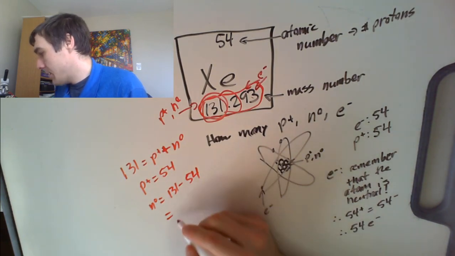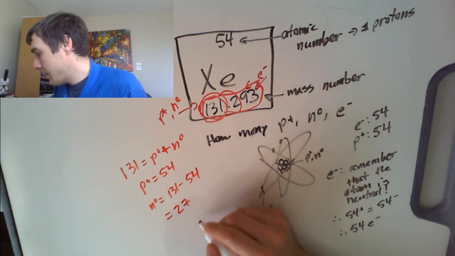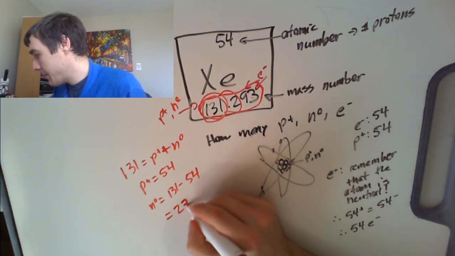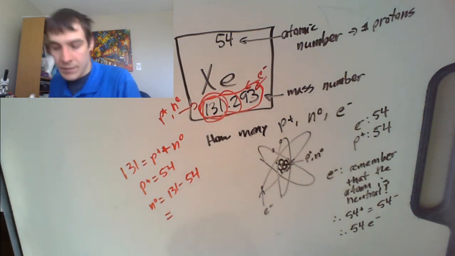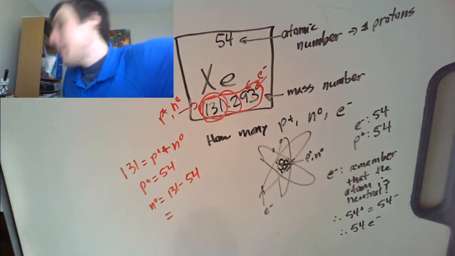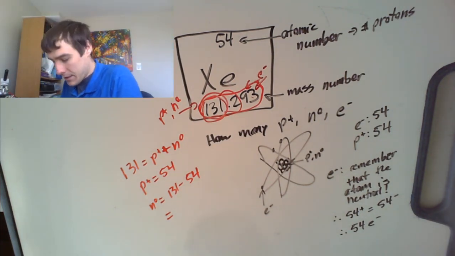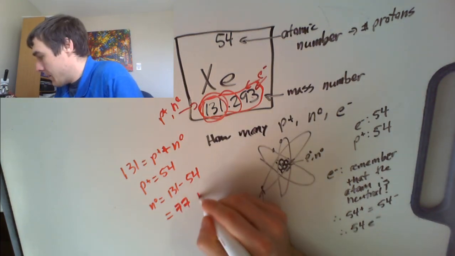which is, what, 27? No, not 27, 27 plus 50, right? So 77, is that right? I don't need a calculator. Yeah, it's been a while since I've done math. 131 minus 54. Yeah, 77. I had that right. 77 neutrons.